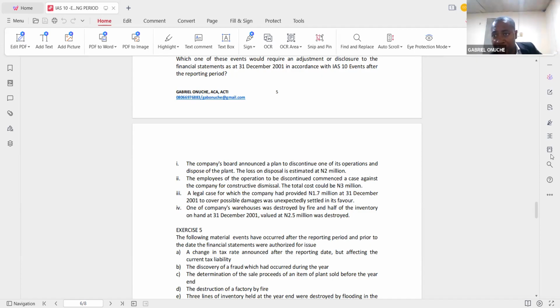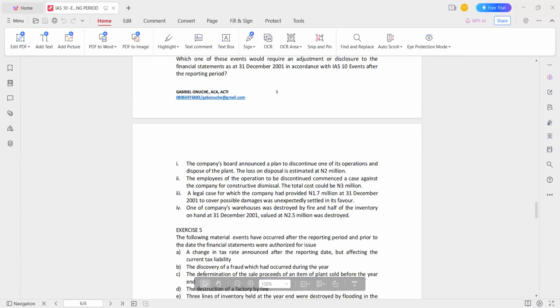The major key point here is that the legal case for which the company had provided existed. It shows evidence at the end of the reporting period. Do we understand that? So that is why we are adjusting it. It's an adjusting event because the case provides evidence of condition at the end of the reporting period, not after the reporting period.